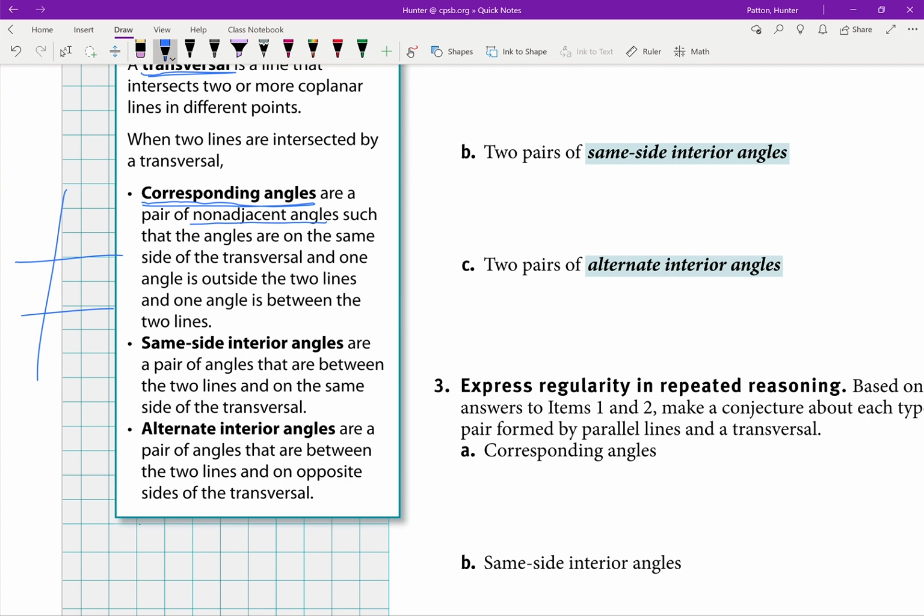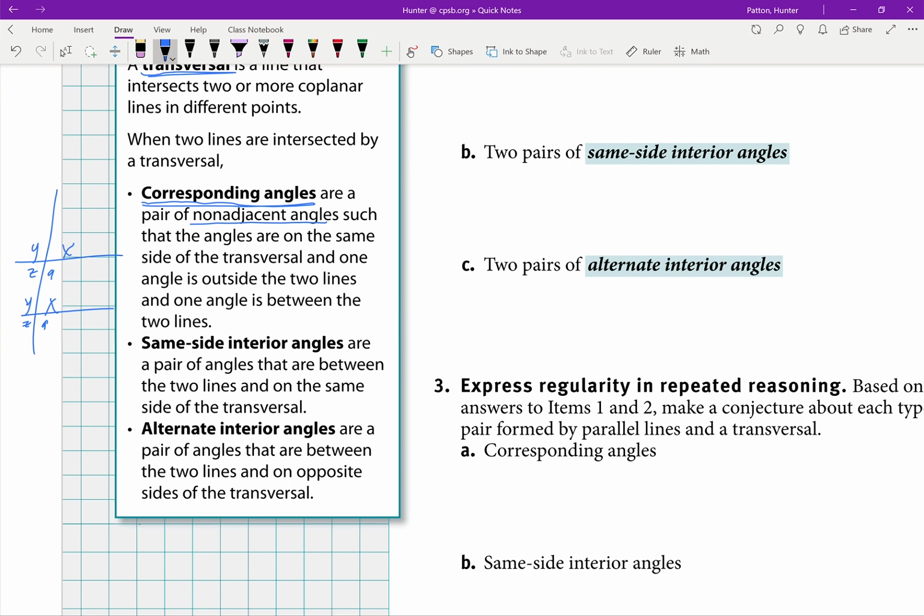An example of corresponding angles would be, let's say, this one and this one, or this one and this one. Let's call that Y, Y. We can also think of Z and Z, and then how about A, A. Those are your corresponding angles right there.